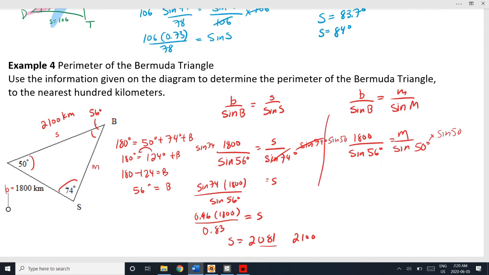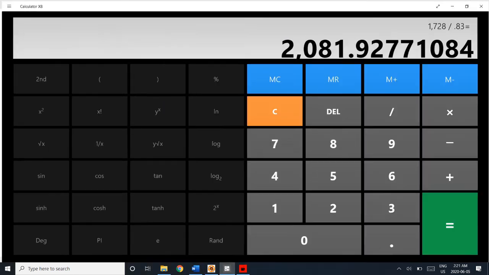So let's divide that there. This can cancel out here, and let's just rewrite this. So sine 50 times 1800 divided by sine 56 is equal to m. And we know some of these numbers already. Sine 56 we've already calculated over here, so it's 1800. We know this is 0.83. We just have to figure out what sine 50 is. And let's figure out what that is here.